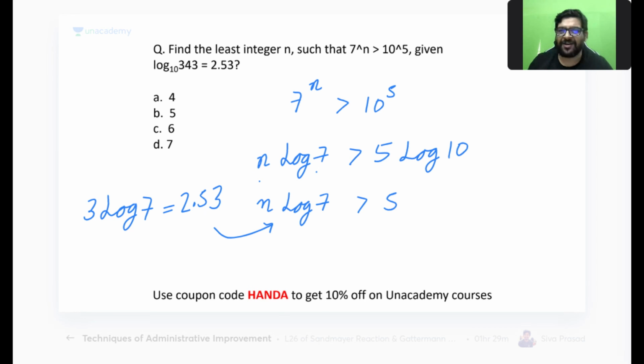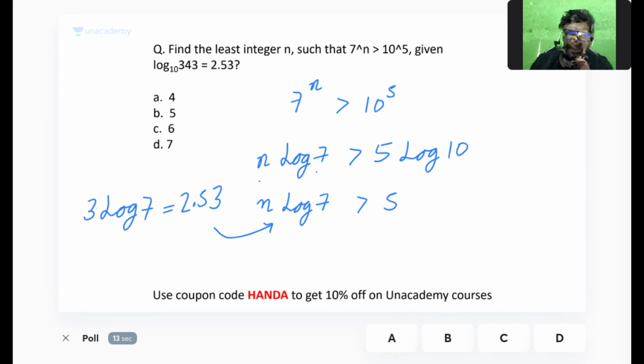It's a very simple question now. You should be able to just look at it and answer this. Let's see who does it quickly. You can use the poll feature to answer this quickly. I've taken log on both sides. So n log 7 is greater than 5 log 10. So n log 7 is greater than 5 because log 10 is 1. 3 log 7 is given to me as 2.53. So what will be the answer?